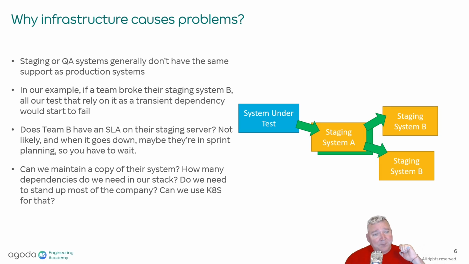cause instability. We can also do things like maintain copies of downstream systems for ourselves to become more reliable as you start to scale out. This is a bit of a hairy or a bit of a rabbit hole because you may get to the point where someone says, hey, we need to stand up most of the company to test our systems, which can be problematic if you're having to stand up an insane amount of servers to run end-to-end tests. You can use things like Kubernetes to help with this, and it does help.